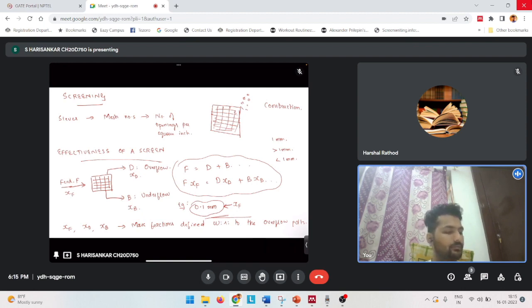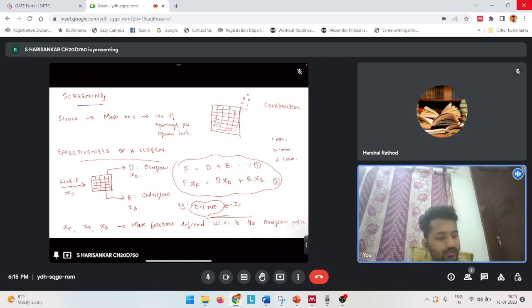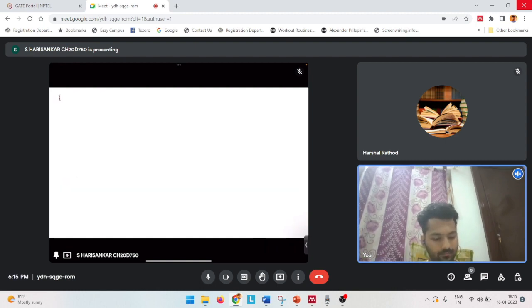Using this, we can write the mass balance and the component balance equations 1 and 2 respectively. And using this, we can combine. Let's write this equation again. F = D + B and F XF = D XD + B XB.